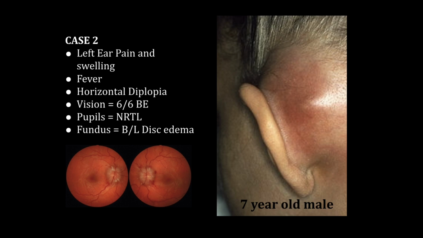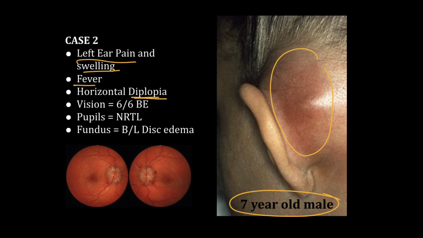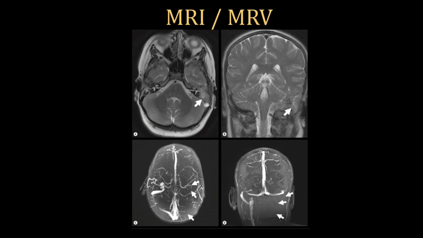Now that's the first case, the patient who was diagnosed with IIH. Now we have a second interesting case where a 7-year-old kid came to the OPD with a swelling behind the ear, the mastoid region. So there was left ear pain and swelling. There was fever, and again the patient had diplopia complaints. His vision was fine, his pupils were normal. Fundus also had bilateral disc edema similar to the previous one. So what are we missing here? We have a connection between the ear and the eye here.